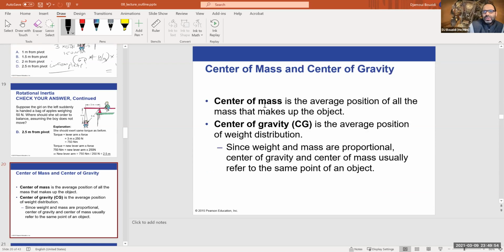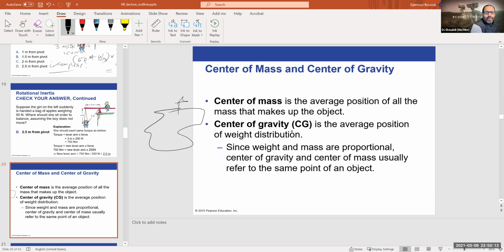Okay, again, I mentioned several times the center of mass is the average position of all of the masses that take up the object. Center of gravity is the average position of weight distribution. This is true only in the case of Earth, where they are both the same on Earth.